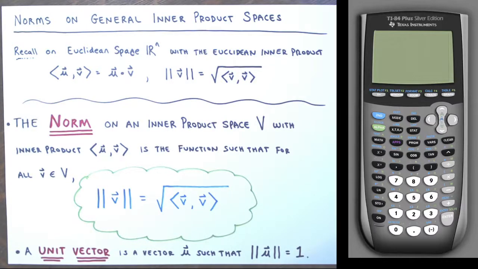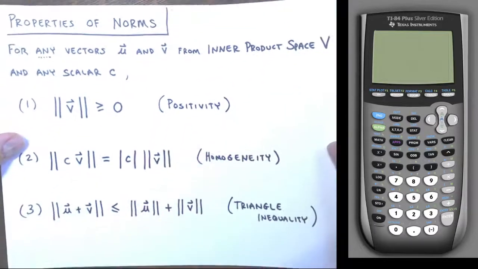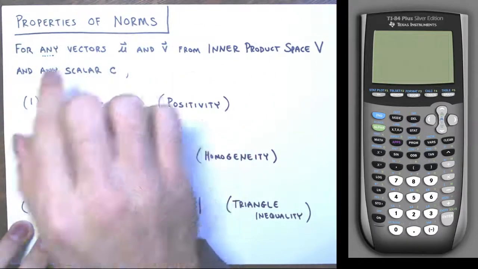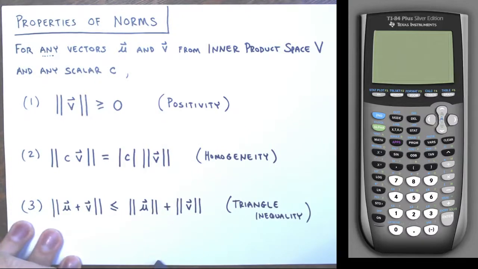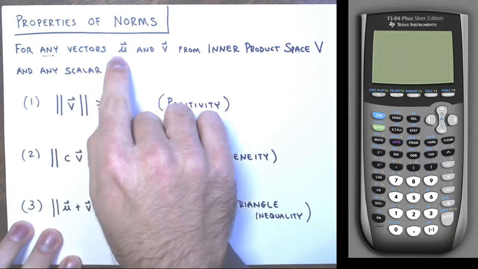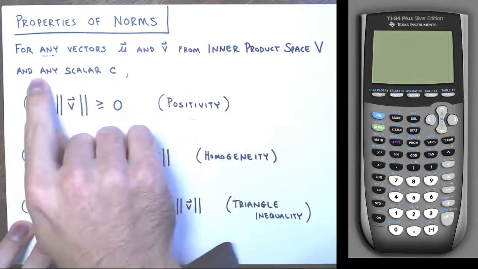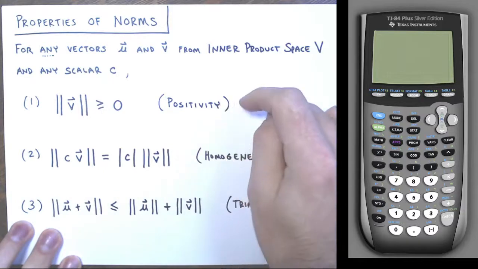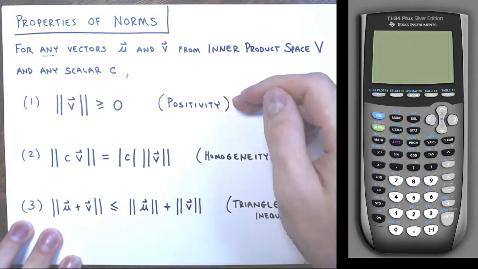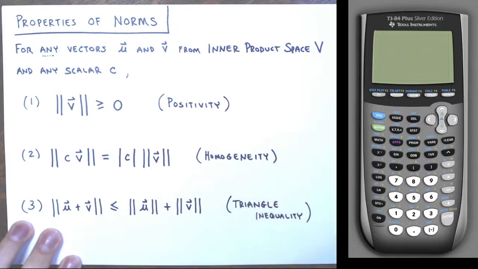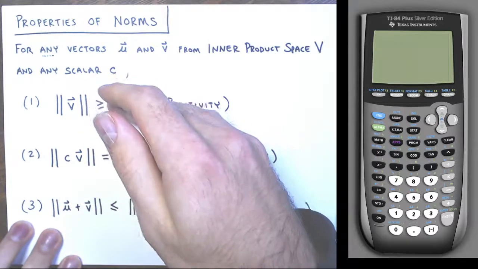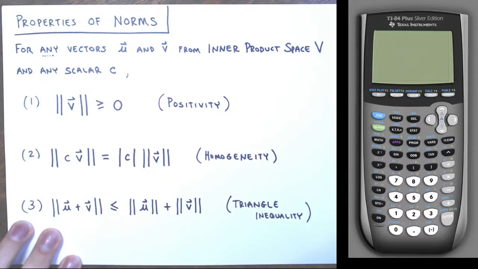And it has all the same properties, right? This is the same as we saw before, just it wasn't just any inner product, it was a dot product, but this definition of a norm for any inner product space has the same properties. So here they are again. Properties of any norm, for any vectors u and v from inner product space V and any scalar c, you have those same 3 properties holding: the positivity property, the homogeneity property, and the triangle inequality. They look exactly the same.